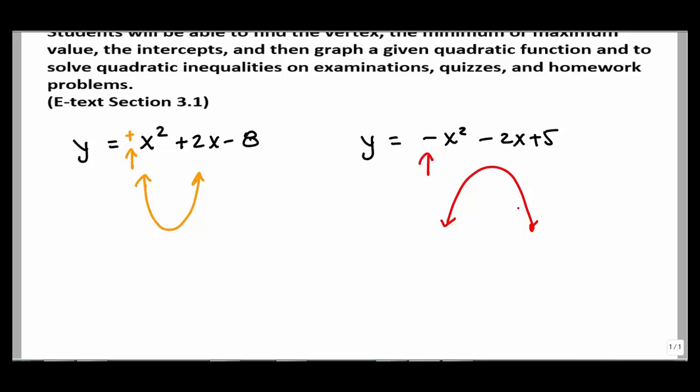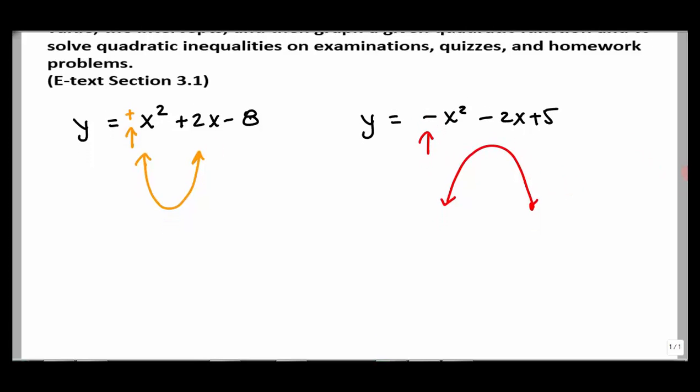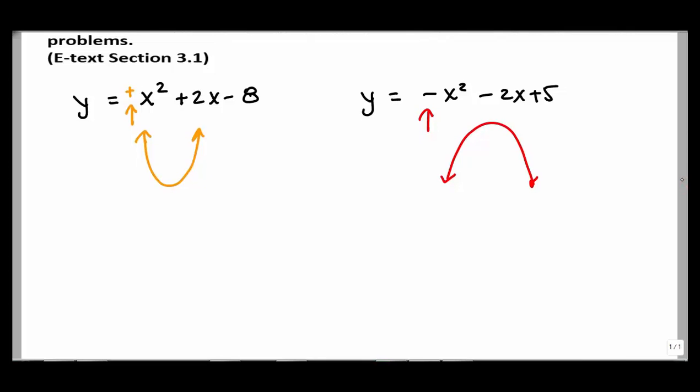So to get started, when we're looking at a parabola, the first thing we want to note is whether it opens up or down. It opens up if the leading coefficient, which means the coefficient in front of the squared term, is positive. And it opens down if the leading coefficient is negative. So those are two important things to keep in mind.